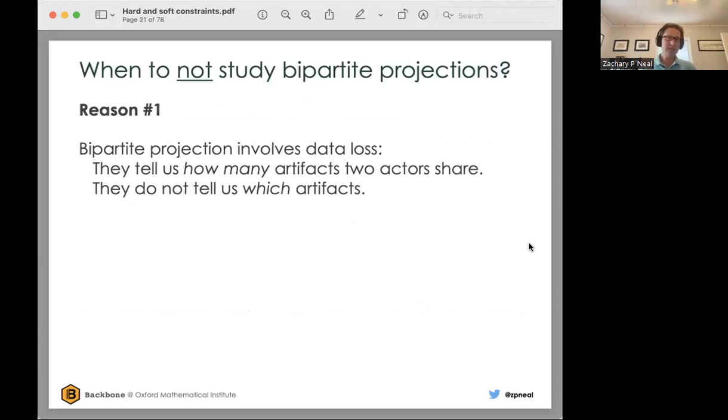Now, although I like studying bipartite projections, I think they're useful in lots of cases, there's a couple caveats that come with that. There are some reasons not to study bipartite projections. So the first reason this might not be a good idea is that this projection transformation going from the bipartite data to the unipartite data involves losing some information. So our projection is going to tell us how many artifacts two actors share, but it's not going to tell us which artifacts they share. So we get some counts of, say, for a pair of senators, the number of bills they sponsored together, but we're going to lose which bills those were.